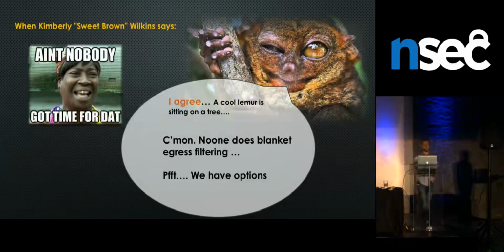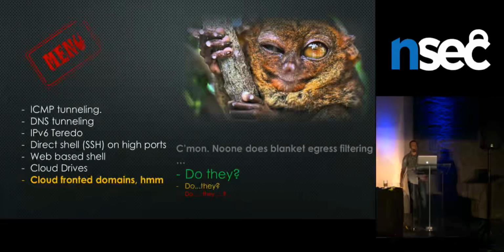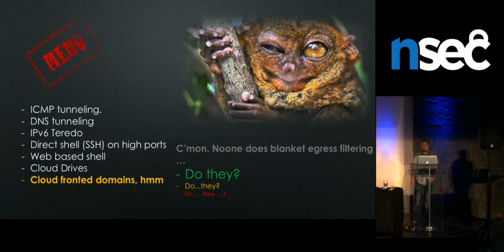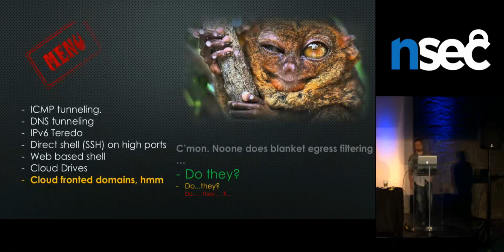There's really no challenge here until you get to the point where all your tunneling is watched over, your DNS, ICMP. Obviously you can't shell out outside. You can't get a web-based shell, and you can't access the cloud drives. All right, so you're prepared for it, right? Because no one does the blanket egress filtering. You can get to your C2 through cloud-fronted domains.